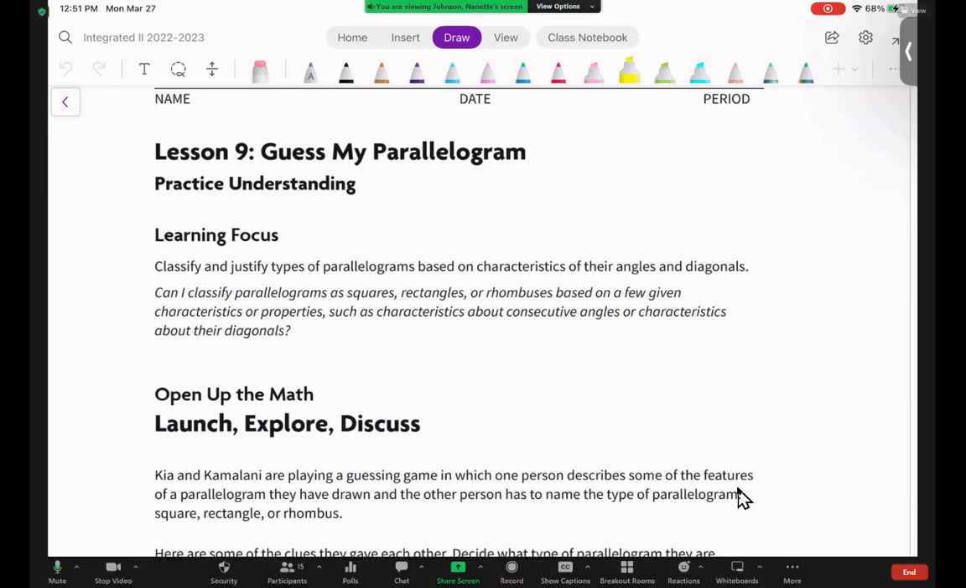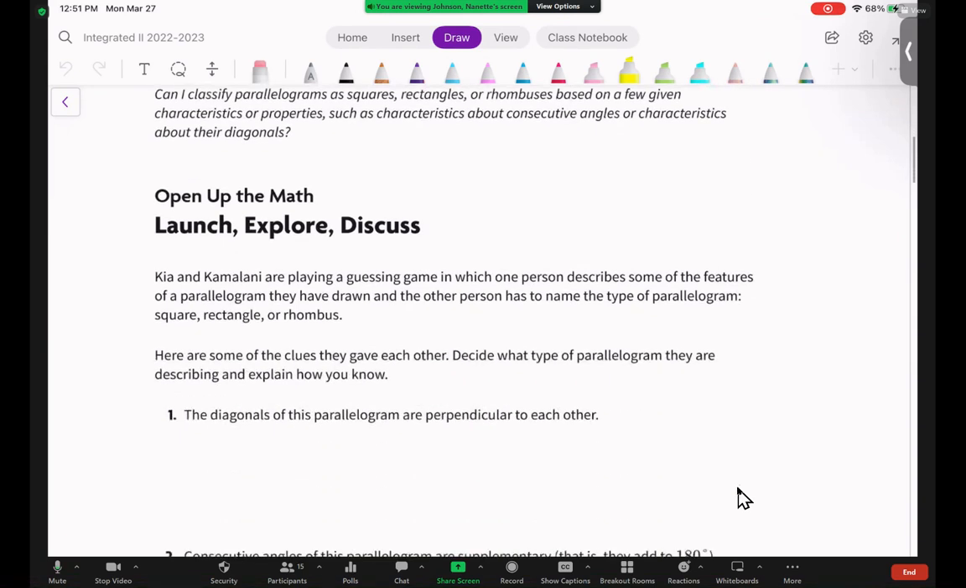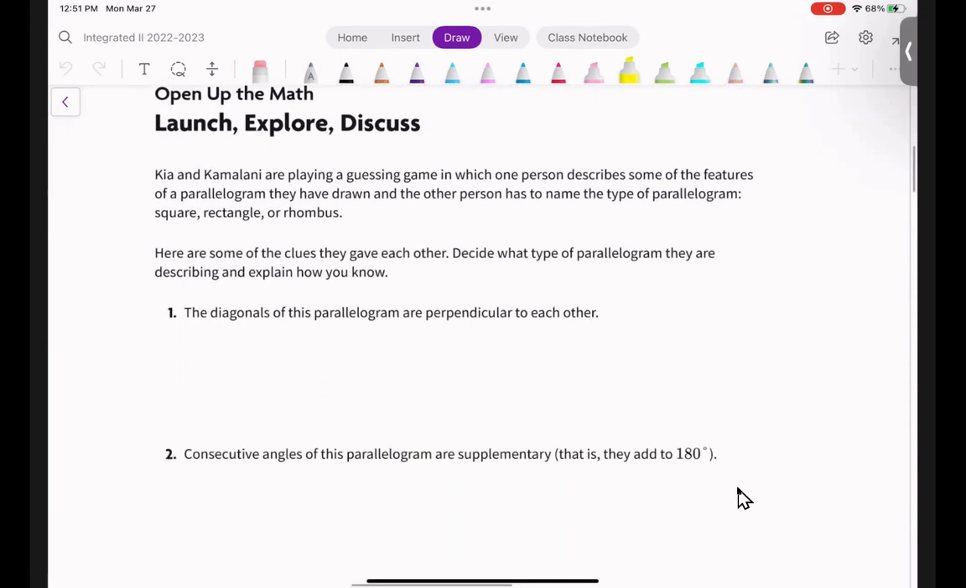So it says Kia and Kamalani are playing a guessing game in which one person describes some of the features of a parallelogram they have drawn, and the other person has to name the type of parallelogram, either a square, a rectangle, or a rhombus. Here are some of the clues that they gave each other. Decide which type of parallelogram they are describing and how you know this.